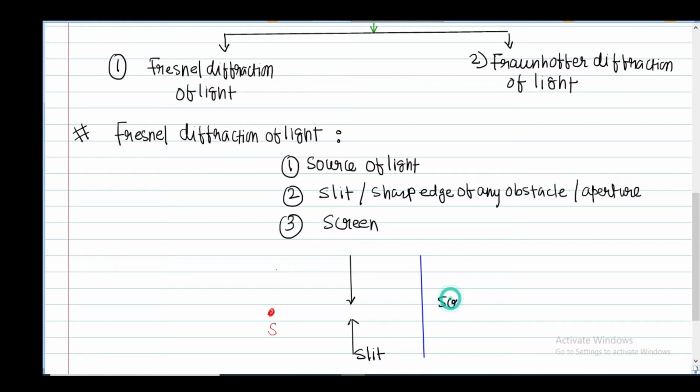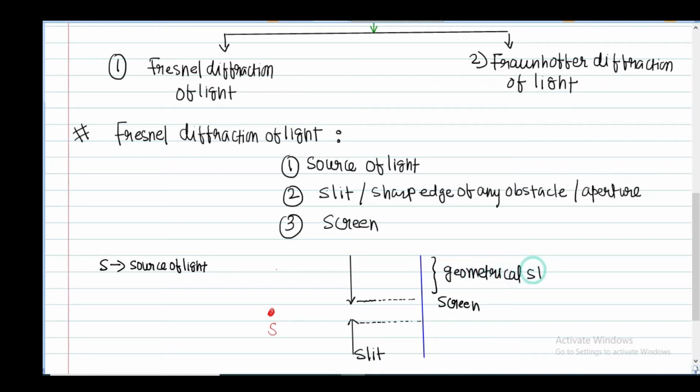So this is your screen and this is your source S. S is the source of light. And this is the obstacle. So basically this region on the screen will be the region of geometrical shadow. You can see here, this will be the region of geometrical shadow.